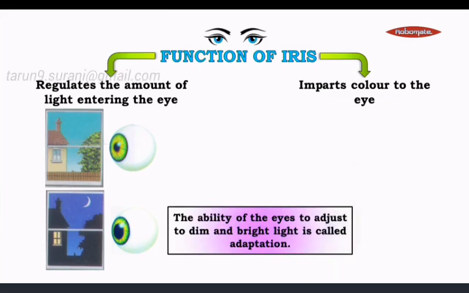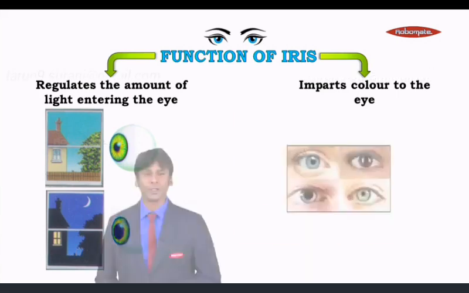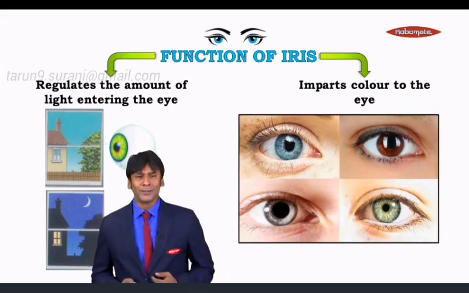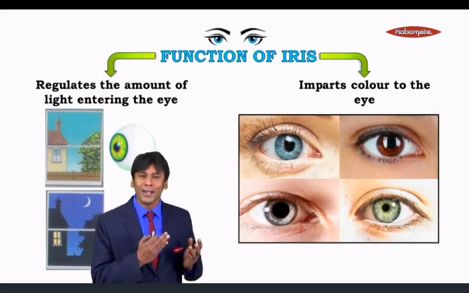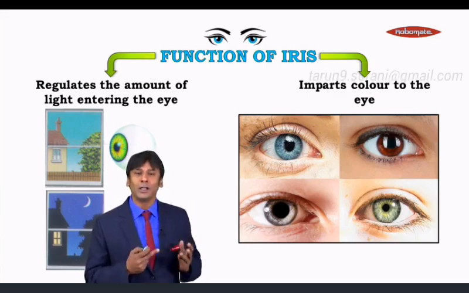Now, students, a very important definition from exam point of view. The ability of the eyes to adjust to dim and bright light is called adaptation. Going further, students, the next function of iris is it imparts color to our eyes. Here you can see different colors of eyes, which is nothing but different colors of iris.